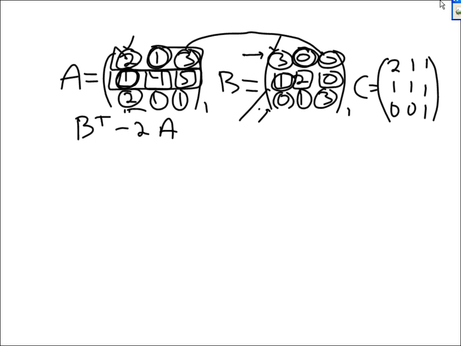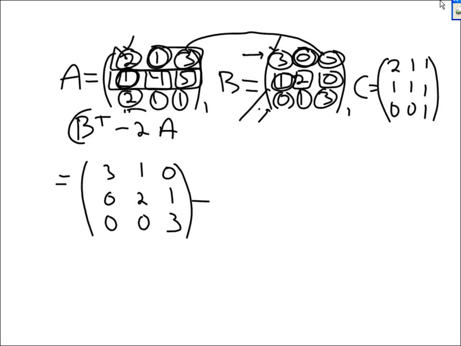Well, B transpose. The first row of B is 3, 0, 0, so I write it as the first column. The second row is 1, 2, 0. I wrote it as the second column. The third row of B is 0, 1, 3. Since I'm writing the transpose, I'll write it as the third column. Minus, that's B transpose, this, minus twice A.